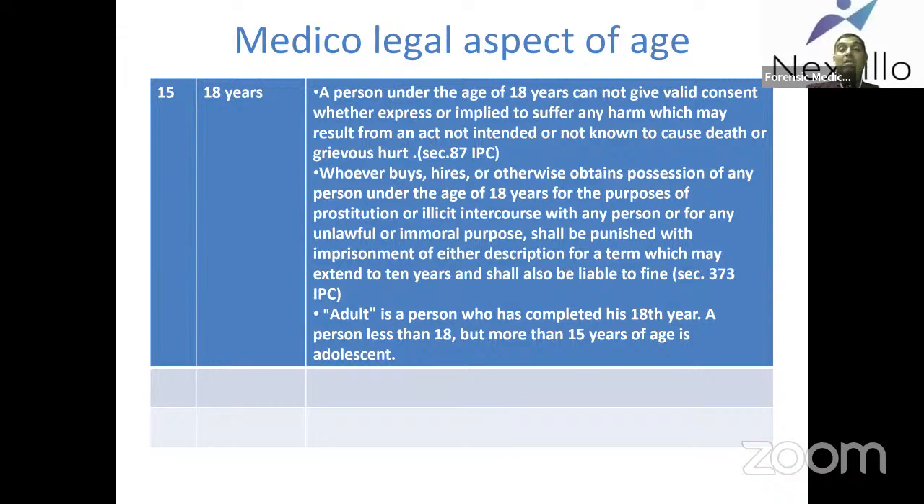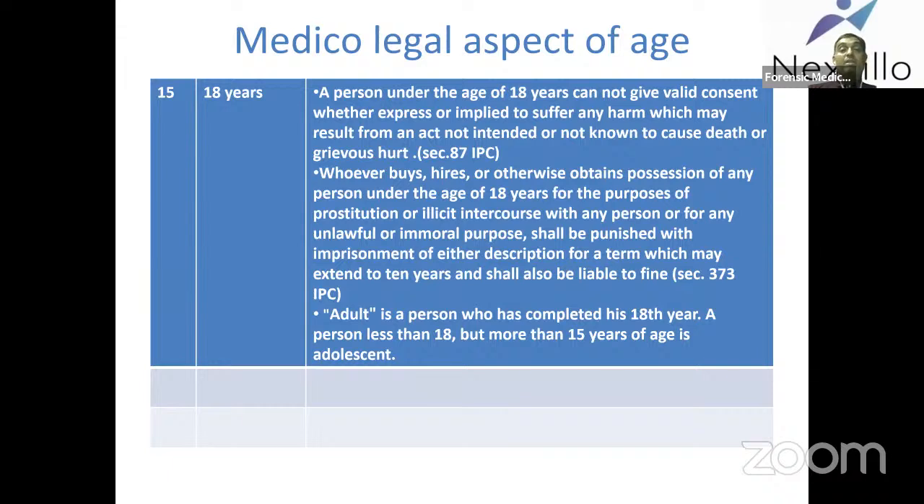Whoever buys, hires, or otherwise obtains the possession of any person under the age of 18 years for the purposes of prostitution or illicit intercourse with any person, or for any unlawful or immoral purposes, shall be punished with imprisonment of either description for a term which may extend to 10 years, and shall also be liable to a fine, under Section 373, Indian Penal Code.